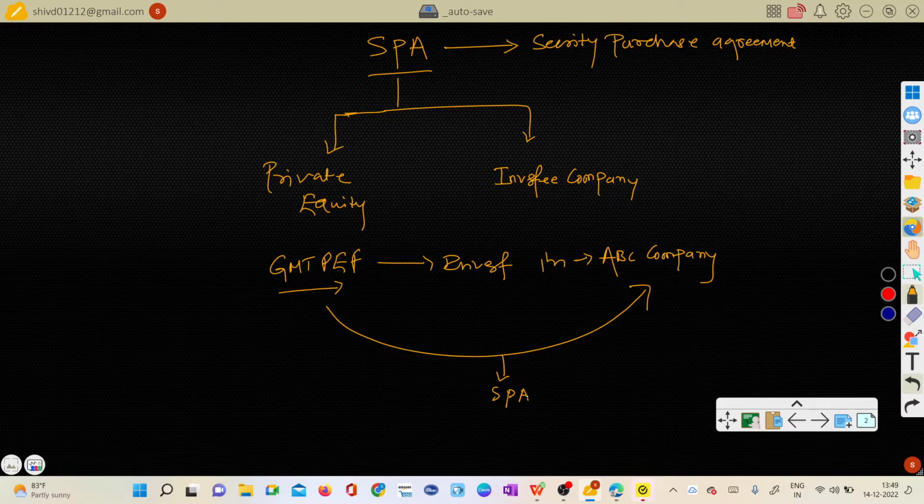or you would see another name as well, which is PPM. P means private, P means placement, and M means memorandum: Private Placement Memorandum.